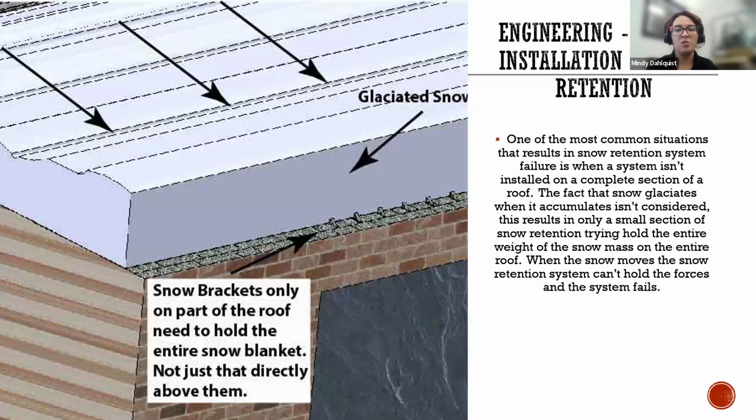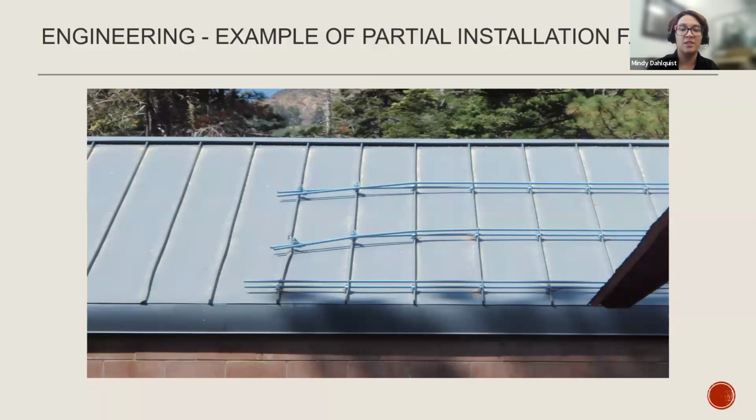So the partial installation, I think I've touched base on this pretty well, but it is the biggest reason that we have ever seen any kind of failure in any of the manufacturers of snow retention. If you are partially installing snow retention along runs of the roof, you most likely can see failure. So this is a perfect example of that.